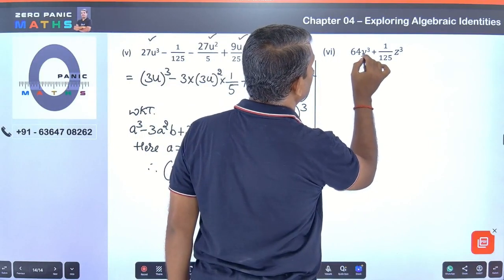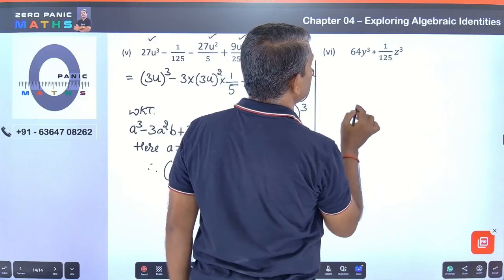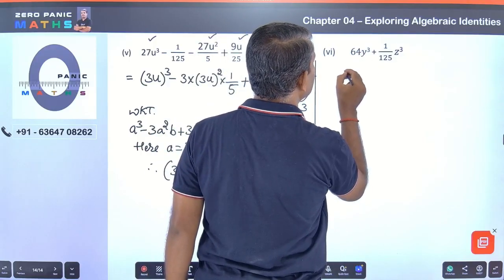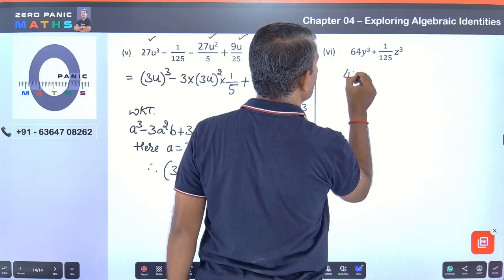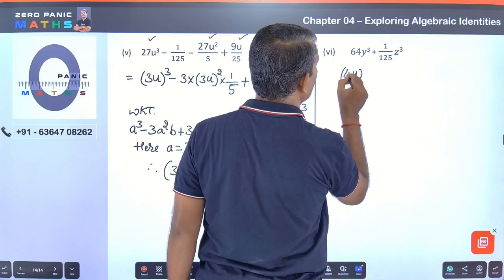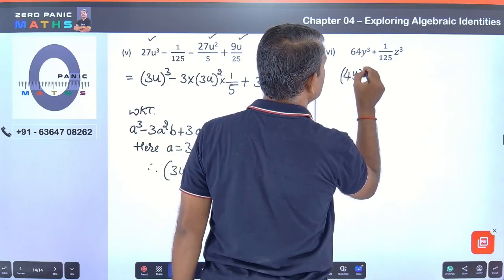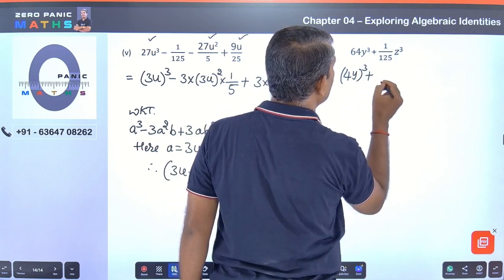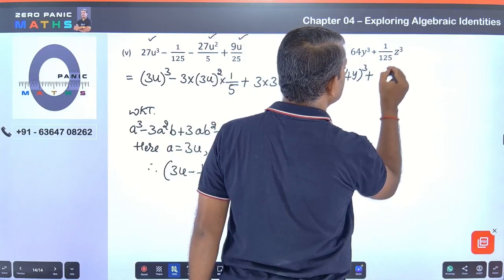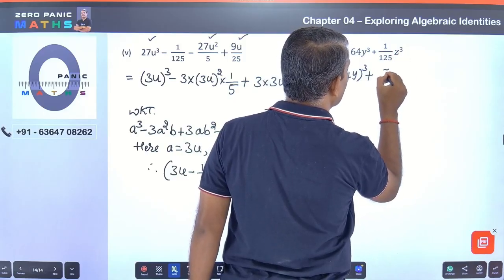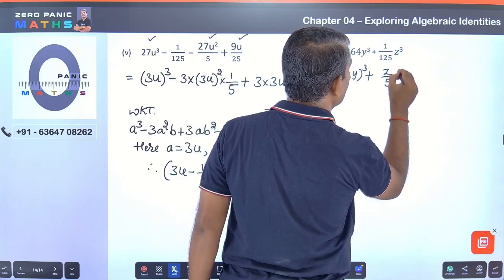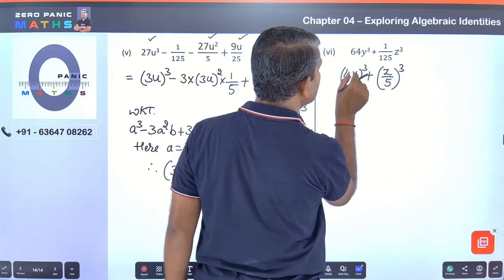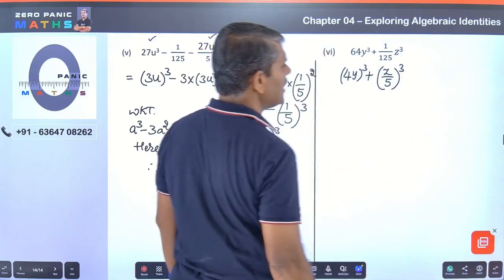Now, as I already told, this looks like a cube plus b cube formula, and let me write this as a cube, which is, as I already told, 4 cube. Okay, so 4 4s are 16, 16 4s are 64. I can write it as 4y whole cube plus 125. We know that it is 5 cube and z cube. So I can write it as z divided by 5 whole cube. It is looking like a cube plus b cube, where a is 4y and b is z by 5.